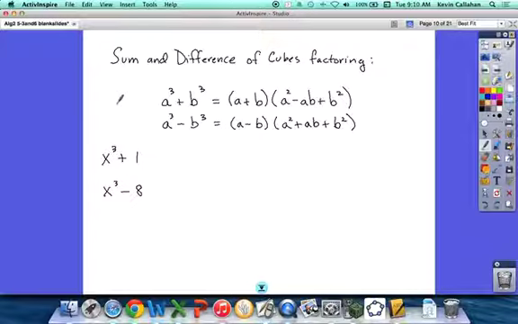I would say on the SOLs, there's probably like 3 questions about this stuff, whether it's to factor for the sake of factoring or to solve an equation with this. So let's look at some examples.